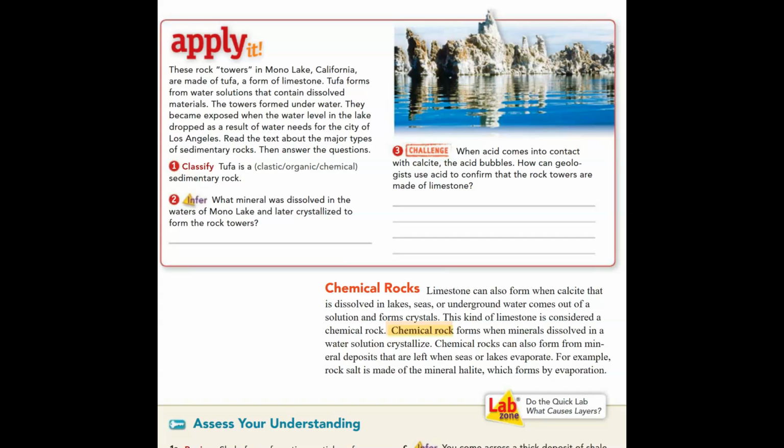For example, rock salt is made of the mineral halite, which forms by evaporation. Like if you have a glass of water and you threw in a boatload of salt, not sand, and then you set the water outside on a hot day and it all evaporates and you're just left with the salt. There you go, halite.